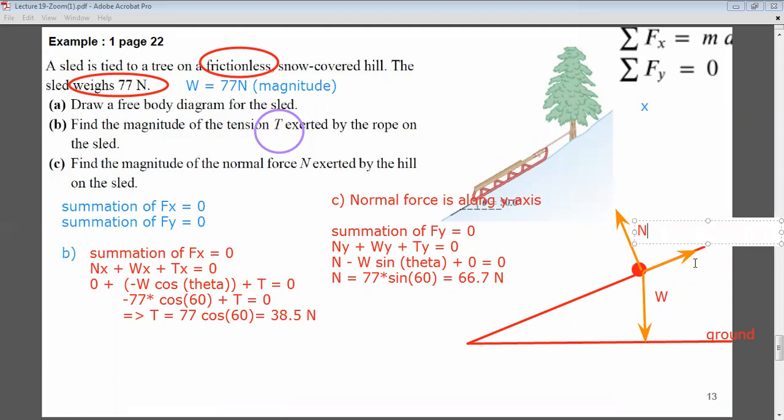And we have tension. They are vectors, so I draw vectors on top of each one. This is the free body diagram.